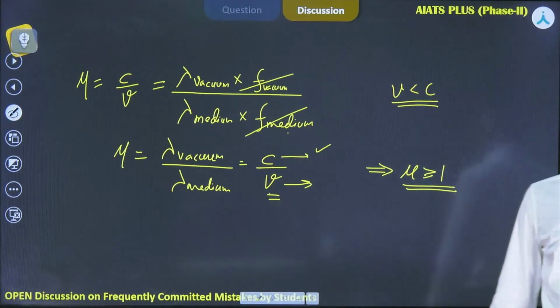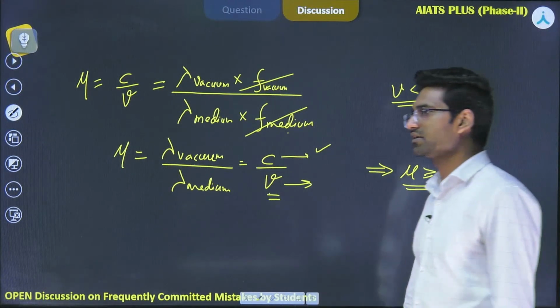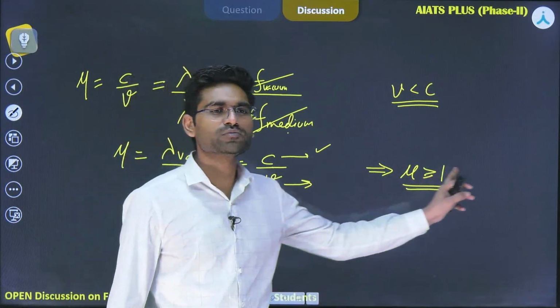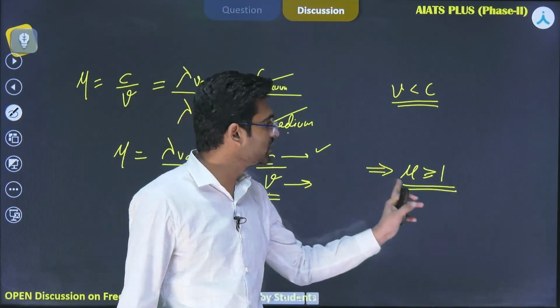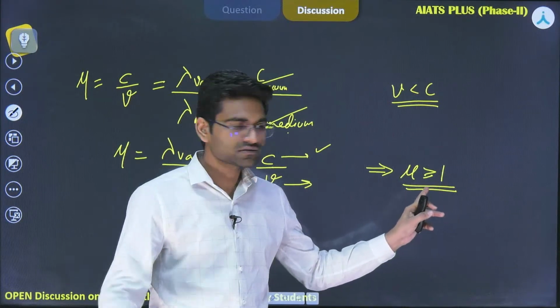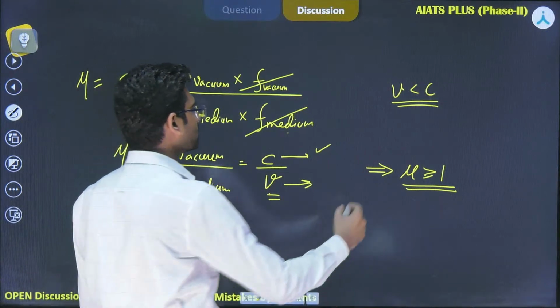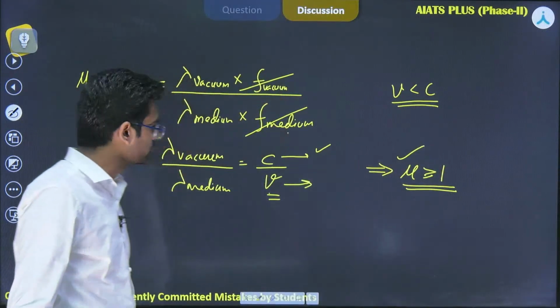It can only be equal to 1 in vacuum, or sometimes we approximately say that mu is equal to 1 for air too, right? Because the speed of light in air is also almost equal to the speed of light in vacuum. That's why mu is almost equal to 1 for air too, right? Mu is equal to 4 by 3 for water and mu is equal to 3 by 2 for glass, right? So mu is always greater than or equal to 1, right?